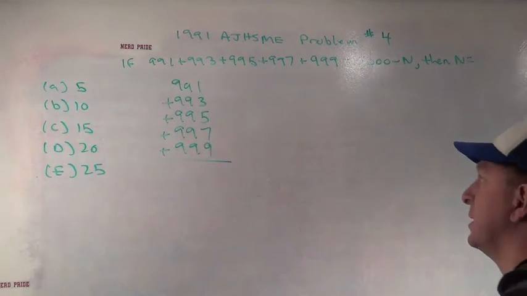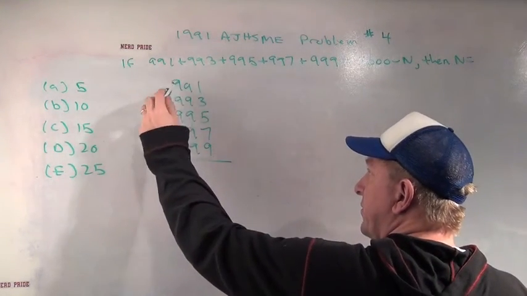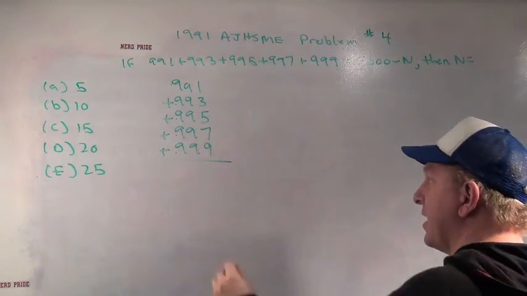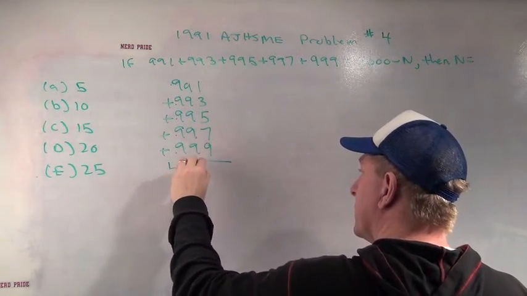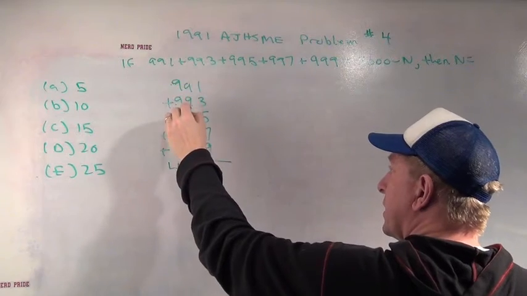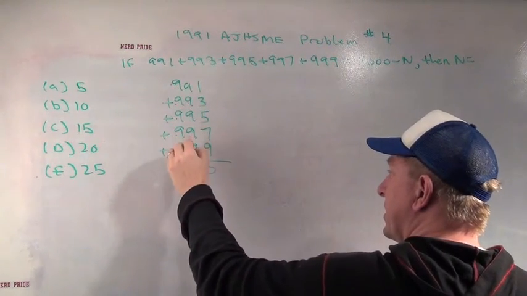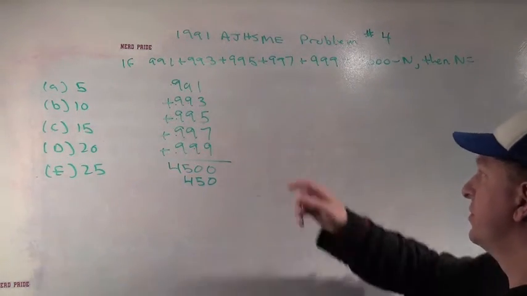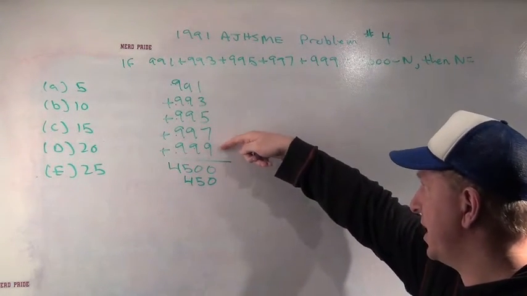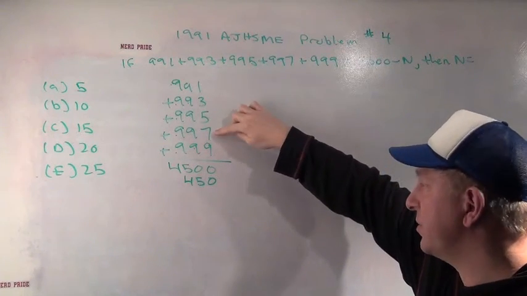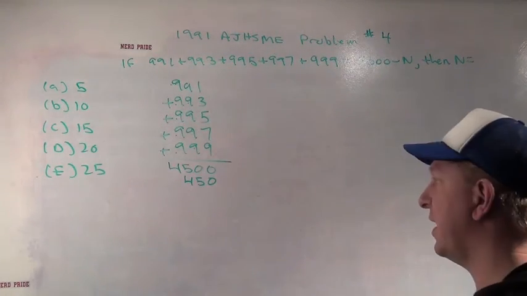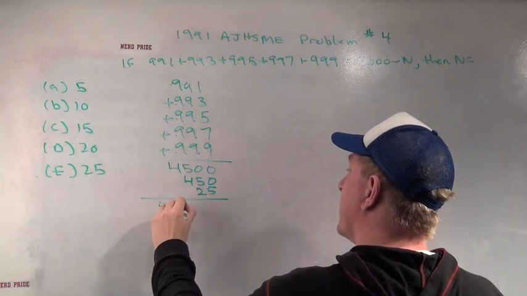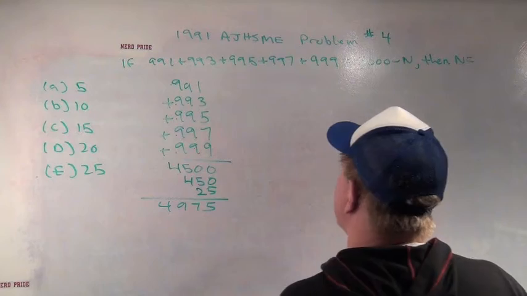Well, what do we get? Let's do the 900s first. 900 plus 900 plus 900 plus 900 plus 900 is 900 times 5, which is 4,500. 90s, 90 plus 90 plus 90 plus 90 plus 90 is 450. And now we just do 1 plus 3 plus 5 plus 7 plus 9. Well, that's 4 plus 5 is 9, plus 7 is 16, plus 9 is 25. So now this is easy to add up, 4,975.